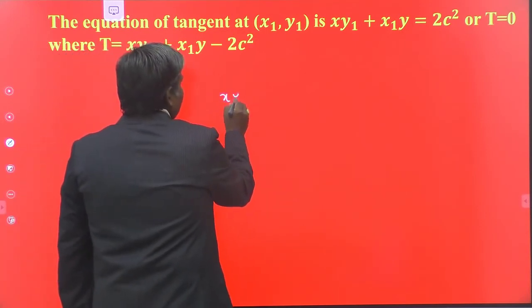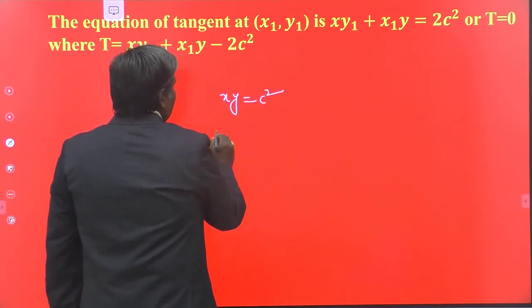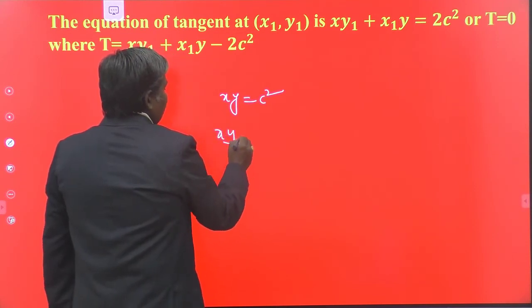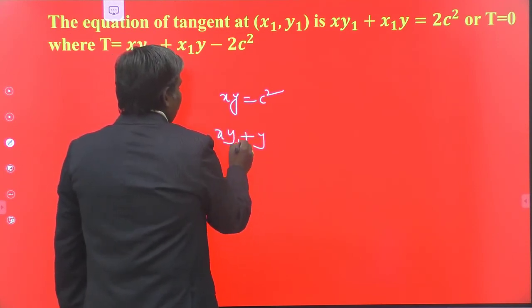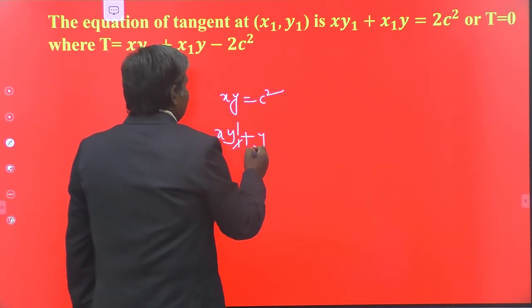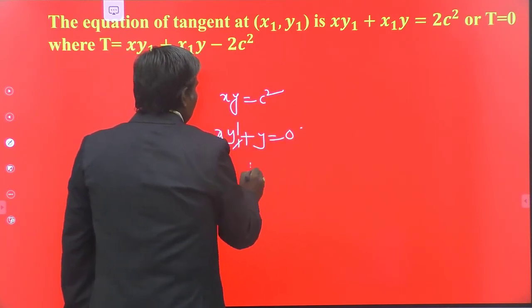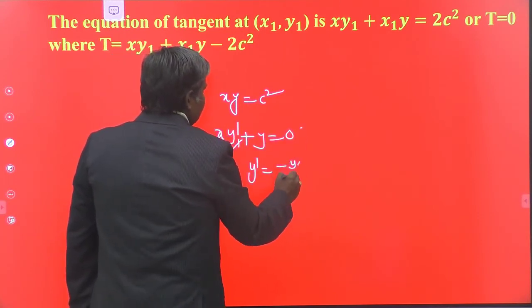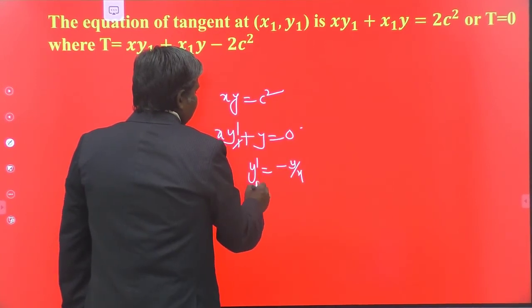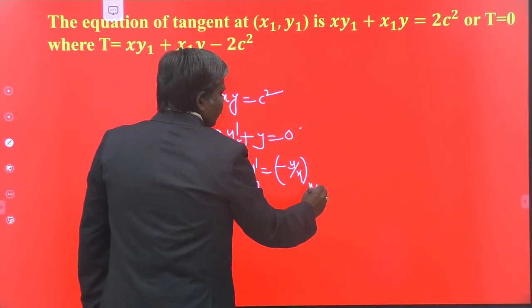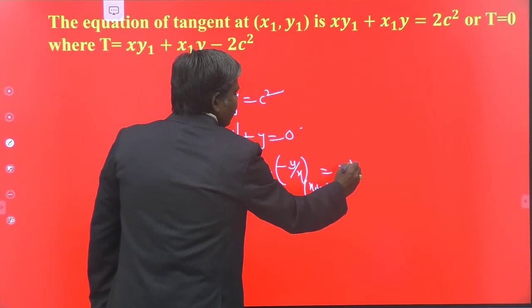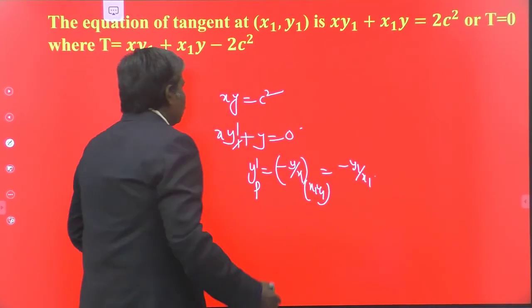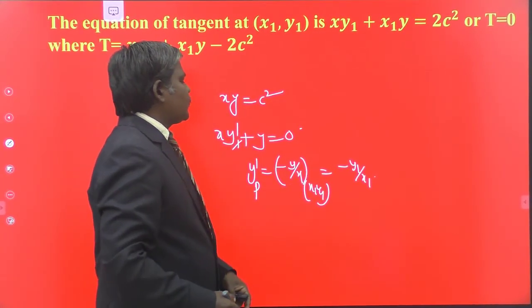So your curve is xy equals c square, and differentiating, xy1 plus y, where y1 means the derivative y dash: xy dash plus y equals 0. So y dash is equal to minus y by x. At that point P, that is at x1 y1, we get minus y1 by x1. So the slope of the curve is minus y1 by x1.